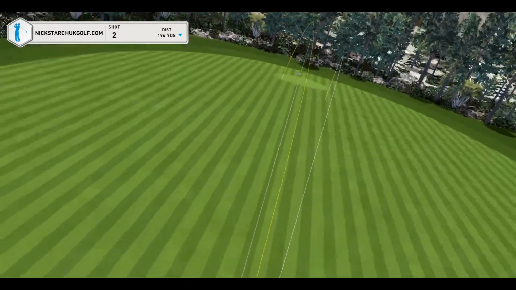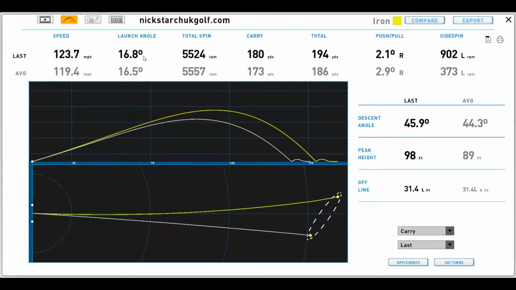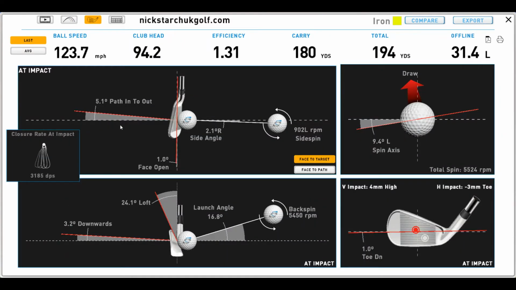So here's our Foresight screen with the ball flight. That went 194 yards. This is a 6-iron. And 180 in the air. So we can see here through Foresight software that we had a club path that was 5.1 degrees in to out, and face angle and angle of attack and your rate of closure, all those things that are terrific with the Foresight system. But down here on the bottom right, we can see that I delivered that club 1 degree toe down, and I had a fairly solid strike point.